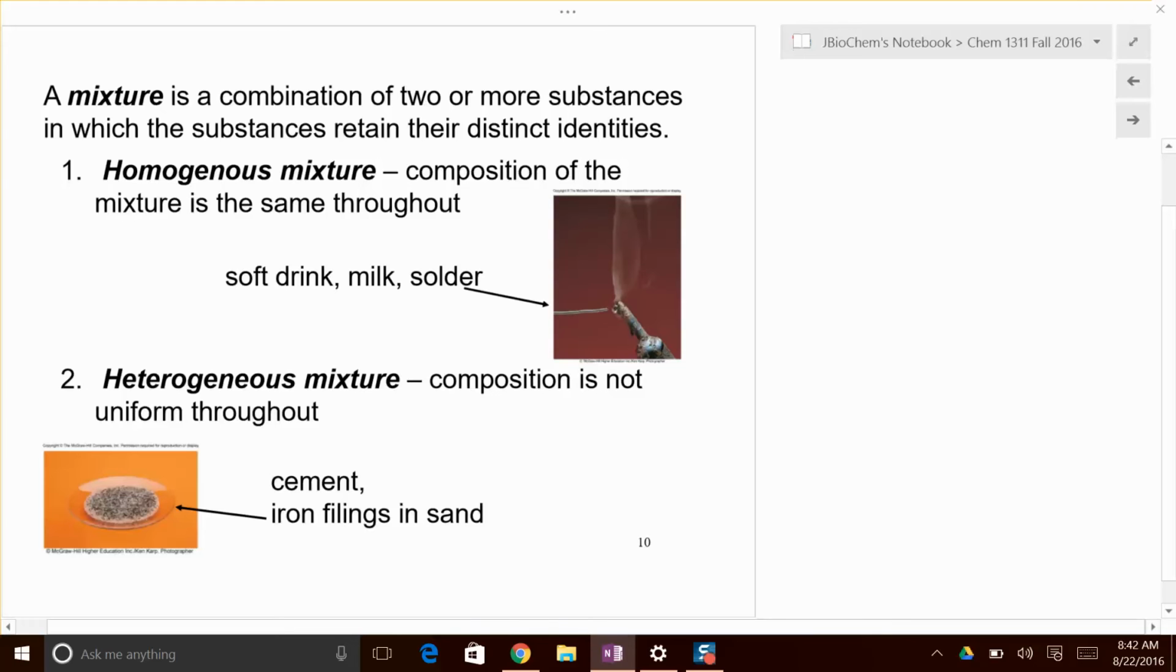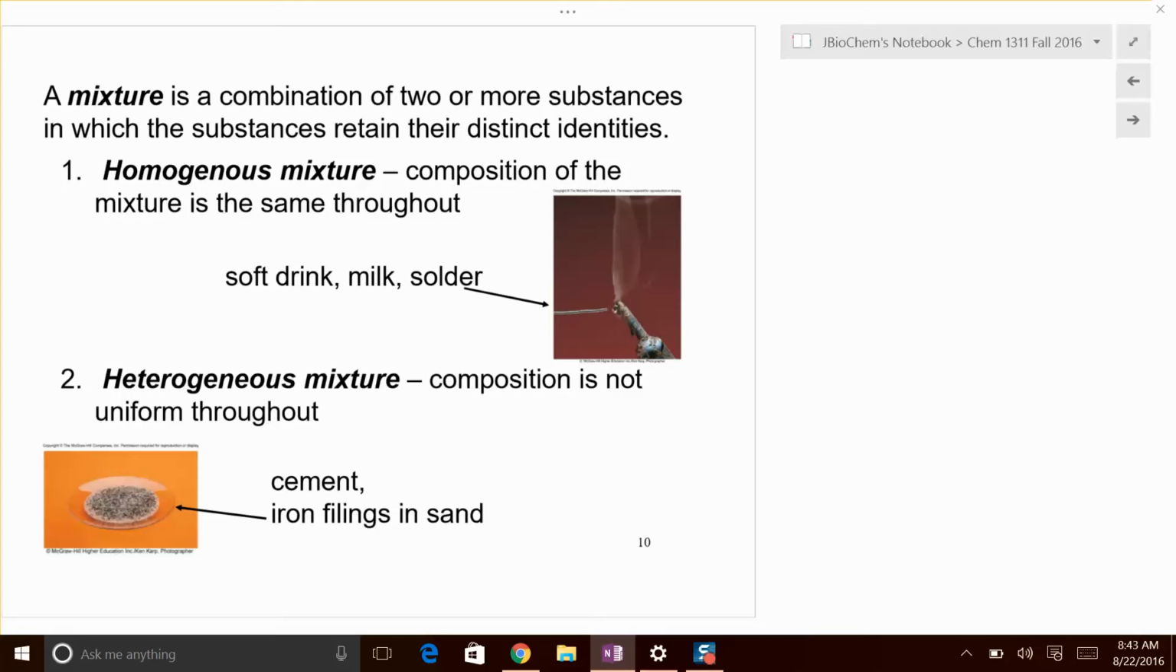So, mixtures. A mixture is a combination of two or more substances. So we said a substance were these things that have distinct properties. And what happens when you have a mixture of substances? Well, those things are going to come together, but they are not going to really interact with one another. They're not going to combine chemically. They're just going to be mixed physically. Okay?